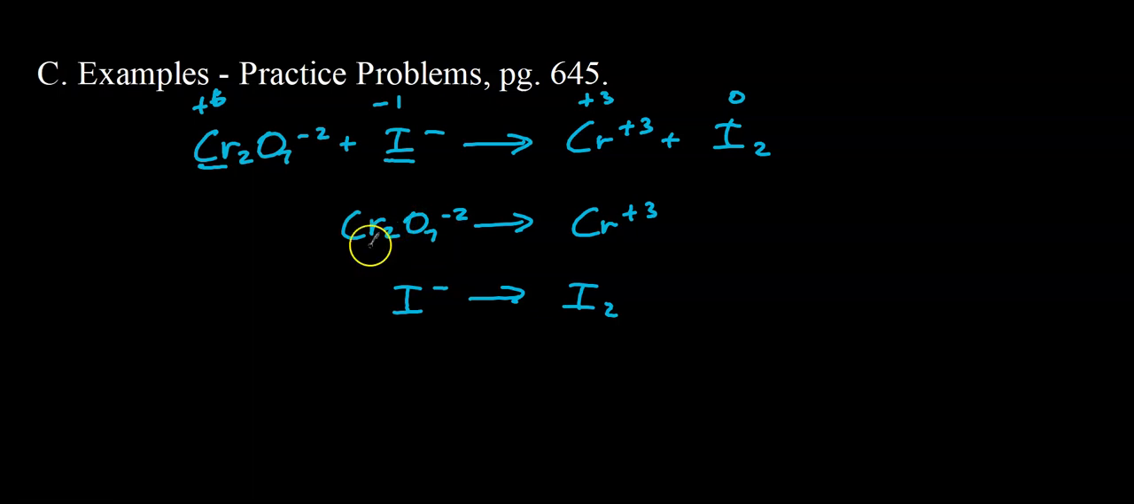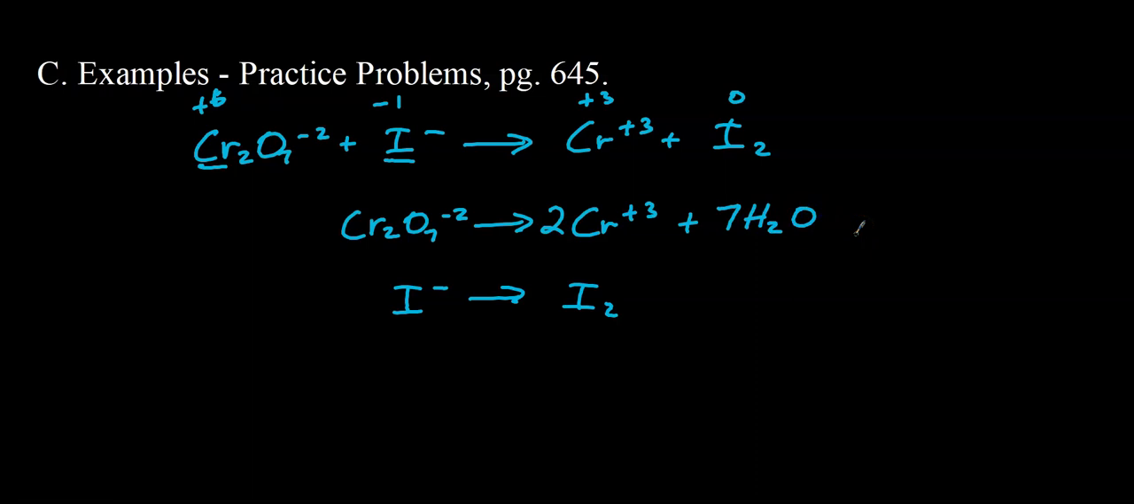We want to balance chromium, so let's put a 2 there. Next step is to balance oxygen. So how many oxygens on the left? We have 7 oxygens. We're going to balance oxygen by adding water. So how many waters are we going to put on the right side? 1 water per oxygen that we're going to balance. So that's 7 waters on the right.